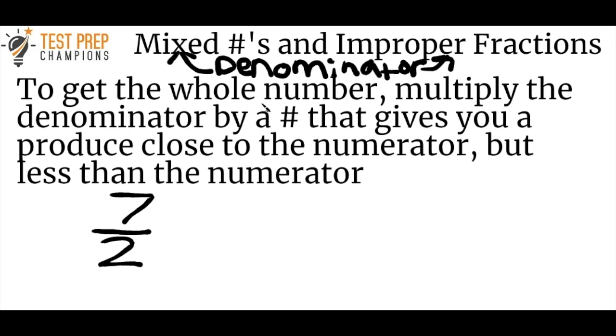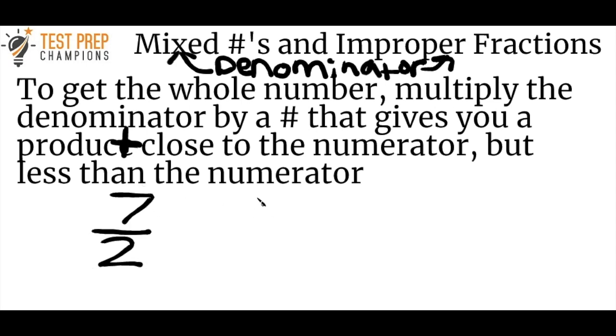On the screen here it says to get the whole number, you multiply the denominator by a number that gives you a product close to the numerator, but less than the numerator. So let's get the whole number here. We've got 7 over 2. How do we do it? Well, we want to take our denominator, which is 2, and multiply it by a number that's going to give us a product that is close to the numerator, but it has to be less than the numerator. So what is our numerator again? The numerator is 7 here, and the denominator is 2.